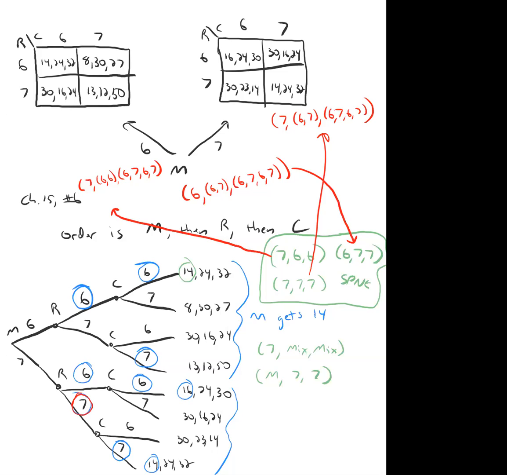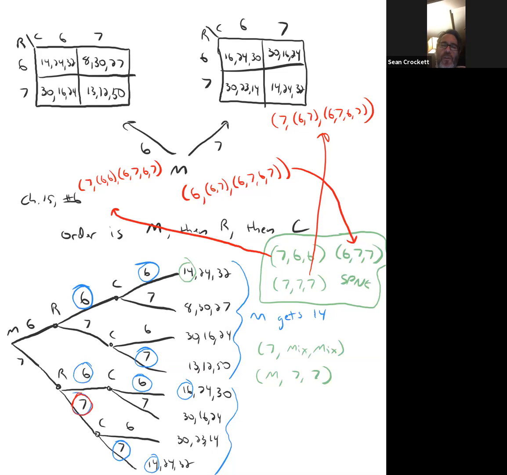And these are the 3 subgame perfect Nash equilibria. Yeah, these are the 3 pure strategy subgame perfect Nash equilibria, and this one here isn't one, but this one is. Player 1 could mix between 6 and 7.